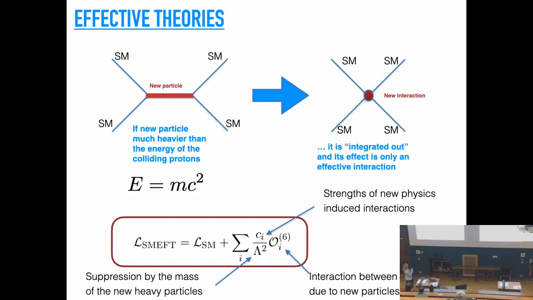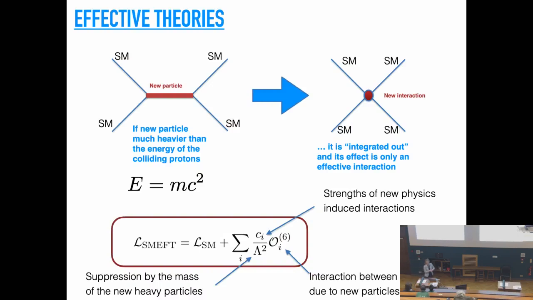And this is the concept of effective theories, okay? So imagine you have a new particle that is much heavier than the energy of the colliding proton, okay? And remember, E equals mc squared, okay? So you cannot create it unless you have an energy that is at the mass threshold, okay? Good. So then it means that when you write your beautiful quantum field theory, you can integrate out the particle, okay? So what happens is just that you integrate out the particle and you're left with the effect of that particle, which is a new interaction between the standard model particles that is not in your standard model, okay? So that's the idea. This is a bit like the Fermi theory.